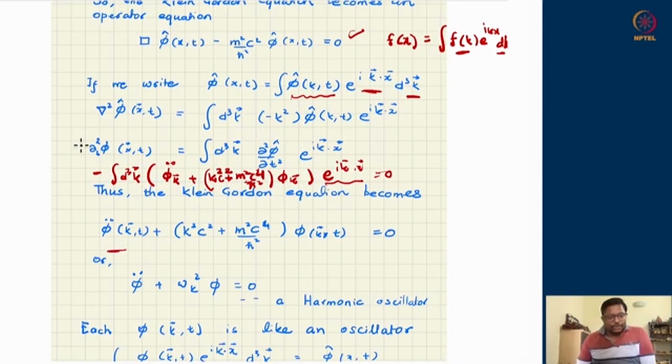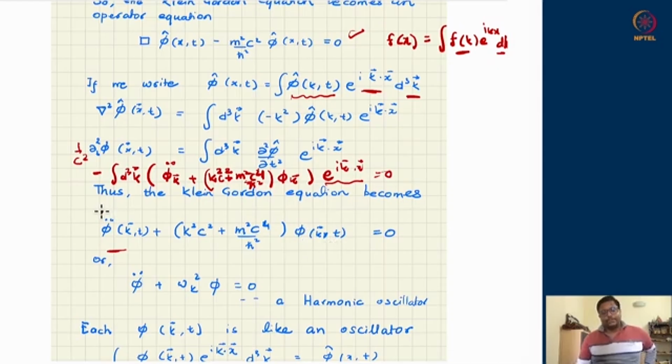Why will you get this? Because the box operator had a 1 over c square as well, if you remember. I wanted to remove that 1 over c square, so I multiplied it throughout the equation. On the right hand side, since it is 0, I can multiply with c square. You can work it out, you will get that. So ultimately you will get phi double dot plus k square c square plus m square c to the power 4 upon h bar square, together multiplying the phi k of t.